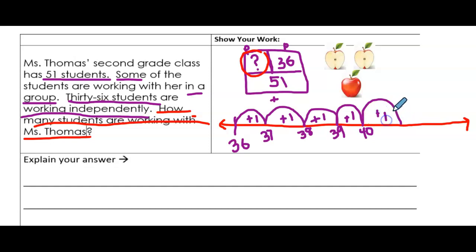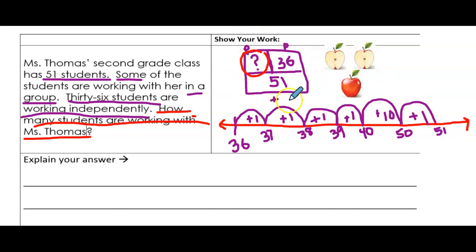40 plus 10 is, that's right, 50. Because when we count by tens, 50 is the number after 40. We're almost there. Remember, we have to stop at 51. So let's make one more ones jump because 50 plus 1 is 51. Great job, boys and girls.